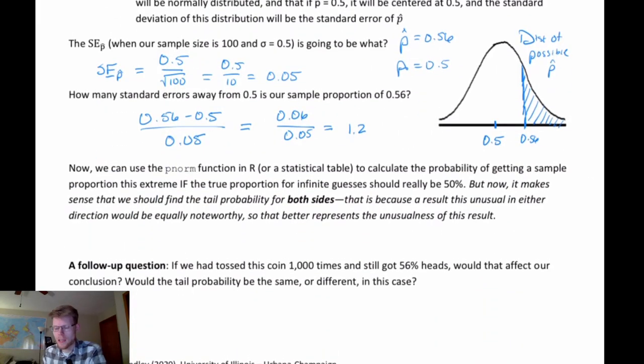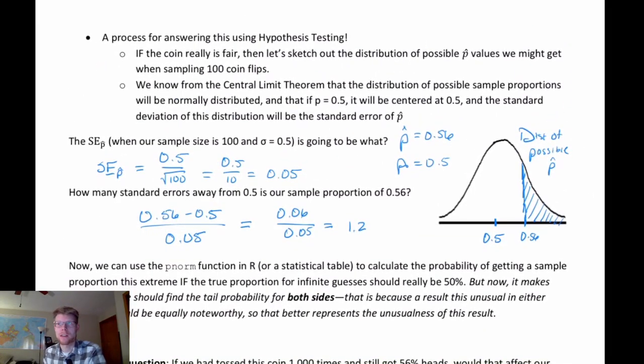This, however, is not a case where it has to be one direction. It is just as unusual and interesting whether it be 56 heads or 56 tails. So I think it makes sense to think of this as a two-sided p-value, where we're also finding the area where we get 44% or fewer heads as well. And this, by the way, should be about the same distance. I'm sorry if it doesn't quite look like it, but it should be symmetrical here.